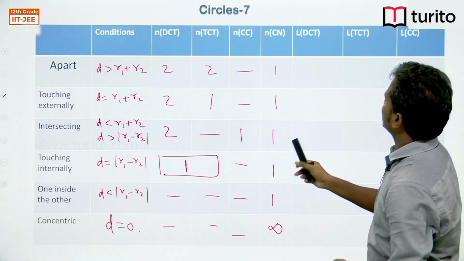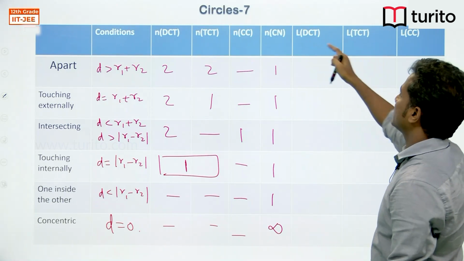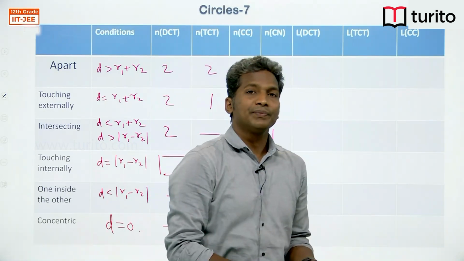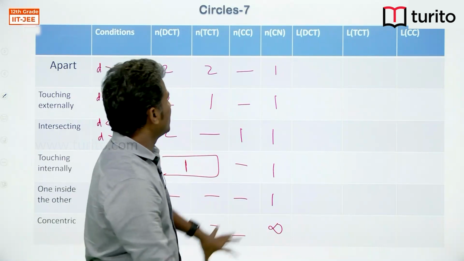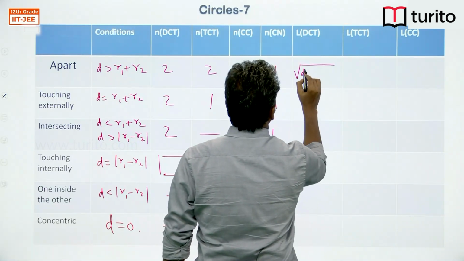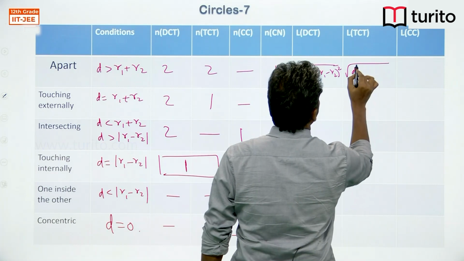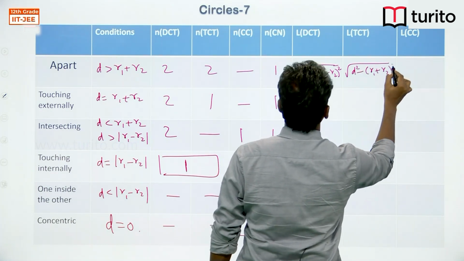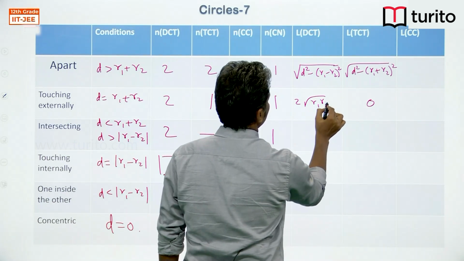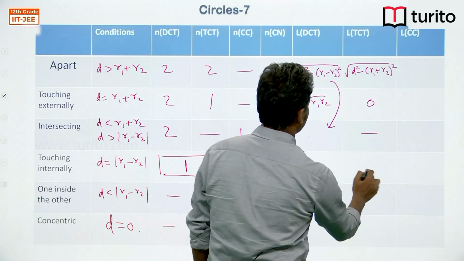Now, further, how to find the length of direct common tangents, transverse common tangents and common chords, I will explain in the next slides. But when you are making the table, you will be completing this table. I will just write the formula here, but you will complete this on your own. This will be root of d square minus r1 minus r2 whole square, and this is root of d square minus r1 plus r2 whole square. For the touching case it is 0. For this it is 2 root r1 r2, and for this it is the same formula, and here they don't exist.